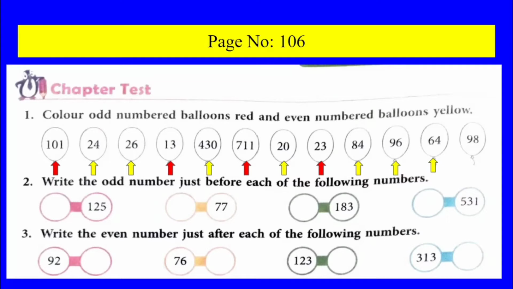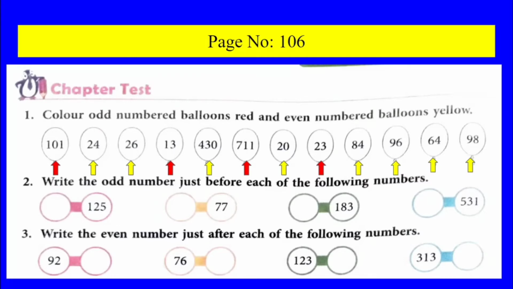Now the next and the last number over here on the balloon is 98. So here 98 ends with the number 8. Therefore it is an even number, so we will color this balloon also in yellow. So I hope you all enjoyed coloring the balloons. Now let's do question number 2.